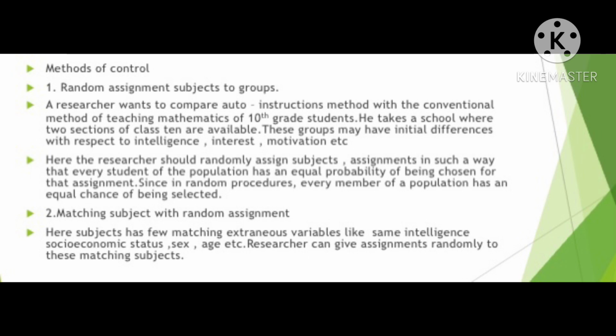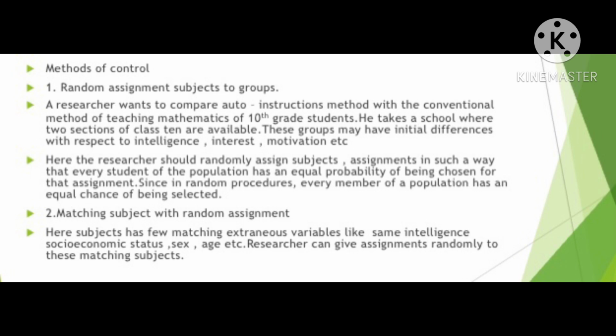Since in random procedures every member of the population has an equal chance of being selected. Which way is he doing the randomization? He randomly selects the assignment and he gives that randomly selected assignment to a random subject. Both ways he is randomizing. Then, matching subjects with random assignment.